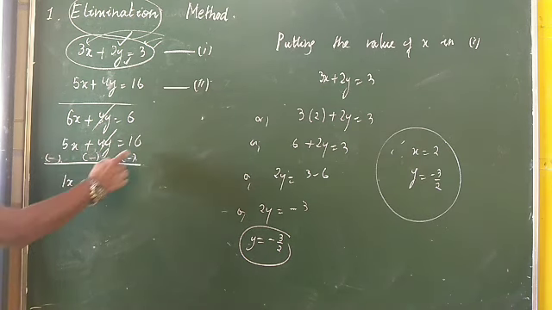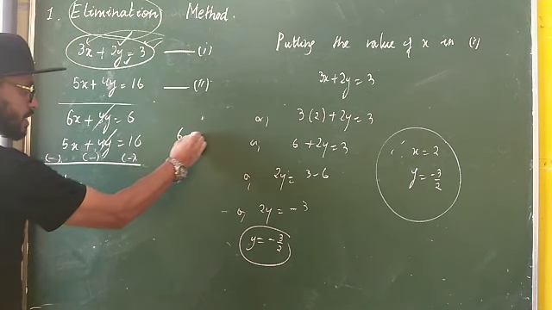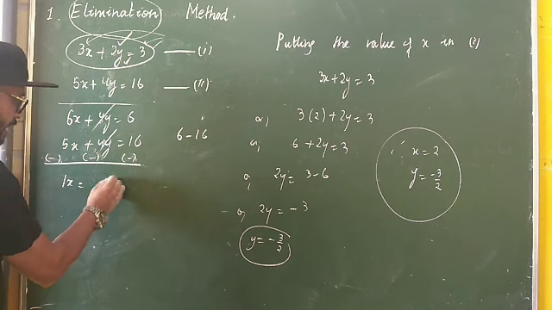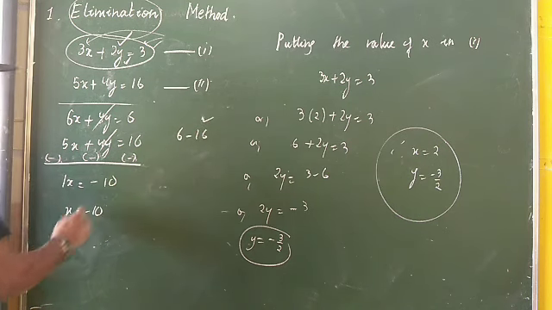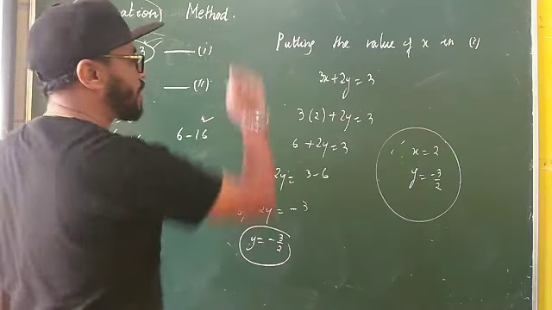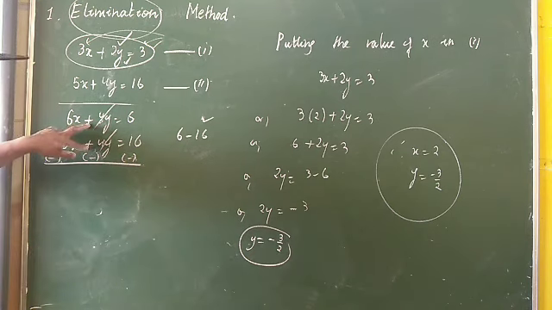So 1x is equals to 6 minus 16, which is 10. 16 is greater, its sign is minus, so x equals to minus 10. Now you can substitute this in this equation to find the value of y. Alright? So this is very important. If the signs are same, then we have to change.